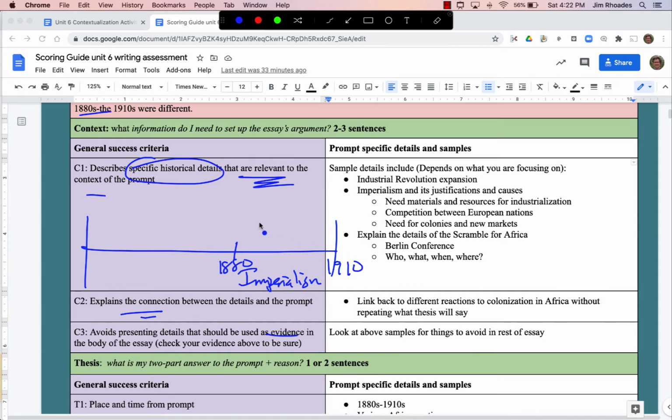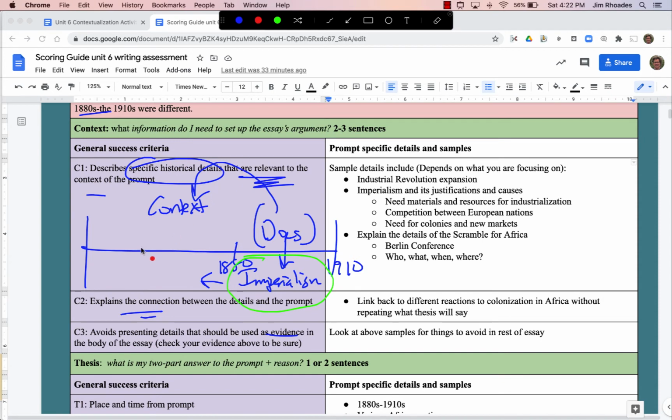So if I want to think of a timeline, remember, this is where the documents are happening. So my body of evidence, my body paragraphs, will be in this slice of the timeline, and over here would be my context. So I need to think about what happened back before the 1880s that is relevant, that kind of sets the stage for understanding this relationship of imperialism.